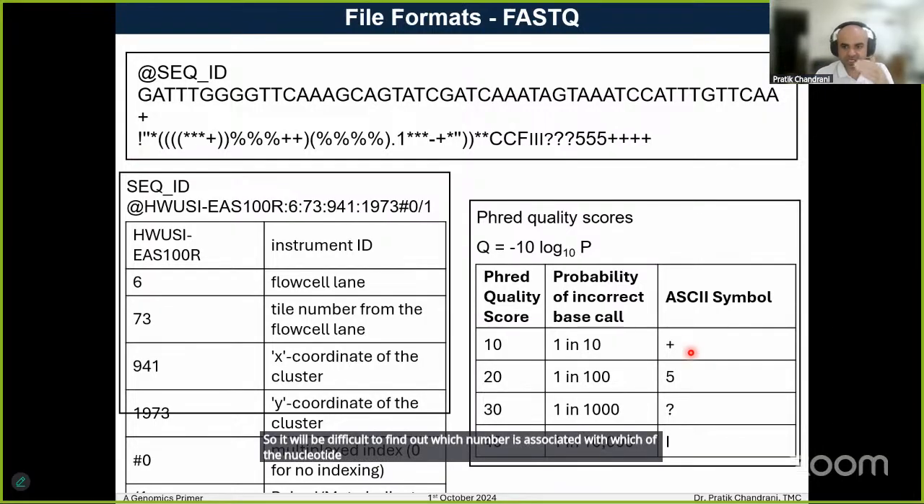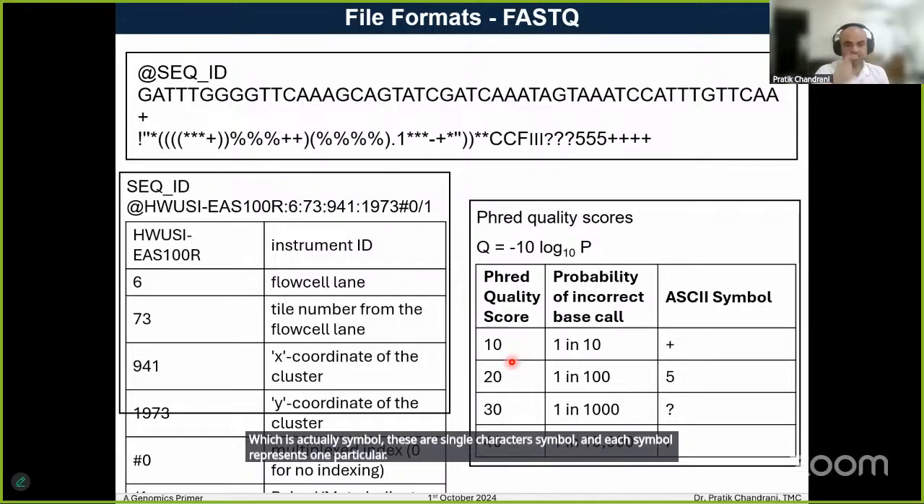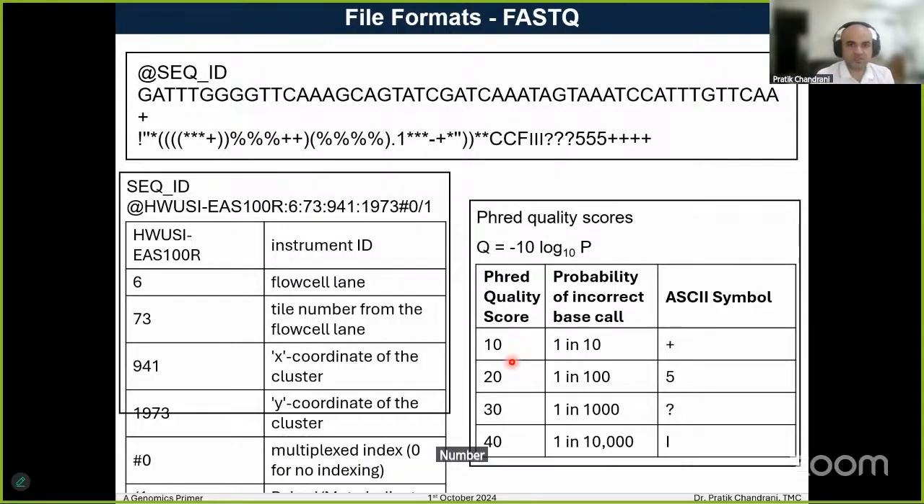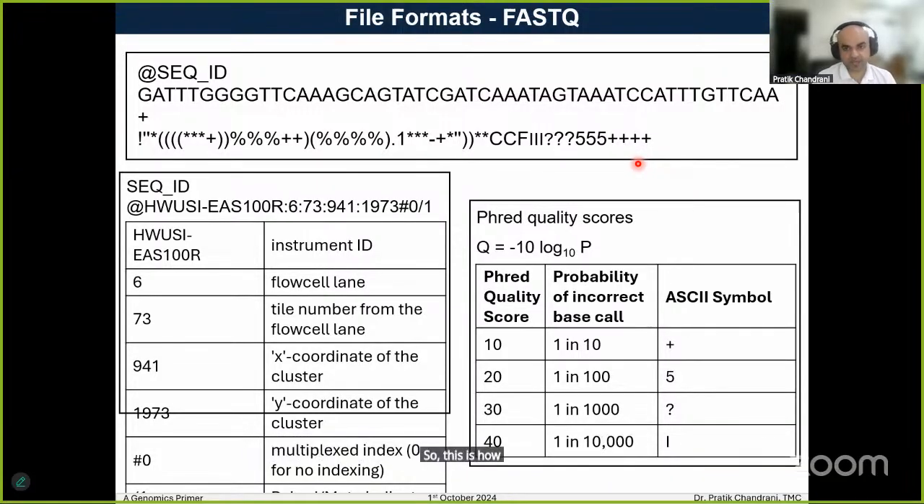So in computational language, we have something called the ASCII table. These are single character symbols, and each symbol represents one particular number as per the table index. So these are fixed and universally applied across all the computers. So this is easier for a computer to read and interpret. So this is how a FASTQ file is produced.